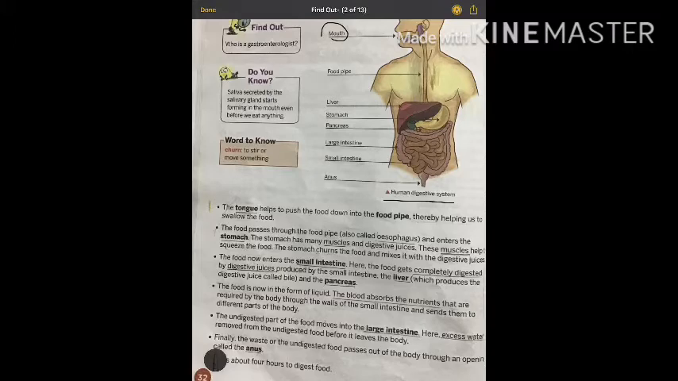Mouth, as you can see, is the beginning of the digestive system. This organ begins the digestion in our body. Through the mouth, food is taken inside our body, and following the mouth you can see this pipe. This is called the food pipe, also called the esophagus. Through this pipe, food is carried from the mouth to the stomach.